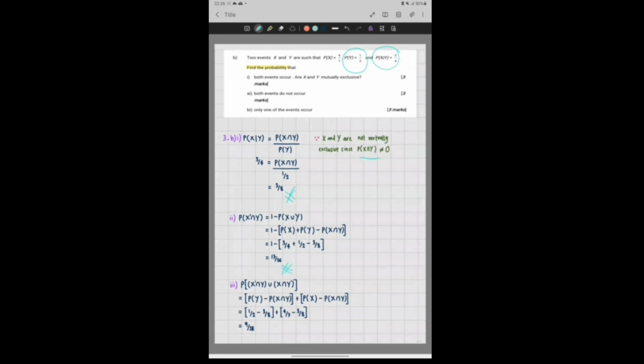3 Roman, probability x prime intersect y union x intersect y prime equals probability y minus probability x intersect y plus probability x minus probability x intersect y. And then just add them in the formula, then solve it, then the answer is 9 over 228.